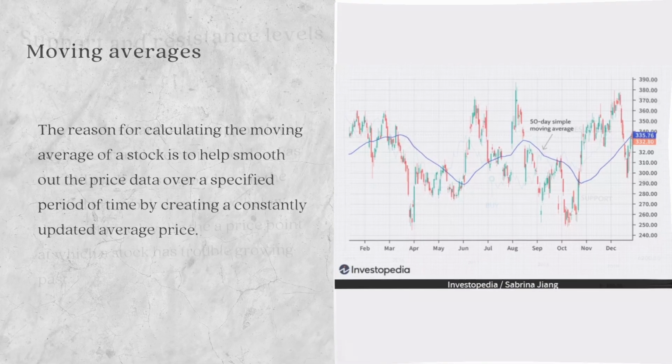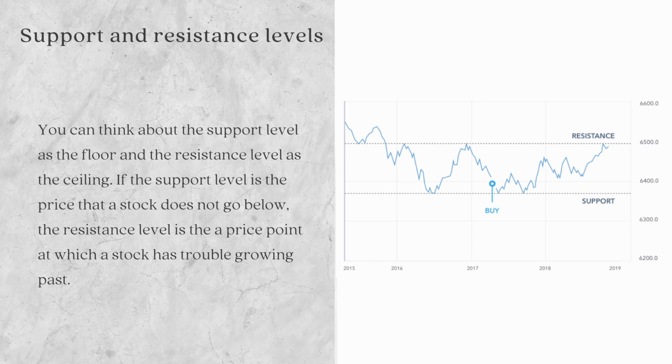And the last one, support and resistance level. You can think about the support level as the floor and the resistance level as the ceiling. If the support level is the price that a stock does not go below, the resistance level is the price point at which a stock has trouble growing past. People use these indicators to see if a stock has problems growing past a certain price point or if the floor at a certain price seems to be solid.